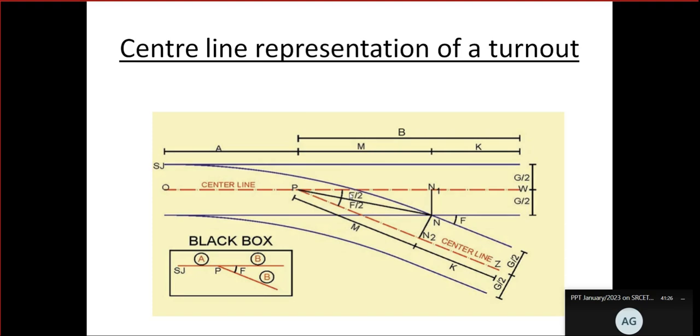So the angle, of course, has already been discussed. This is simply removing all gauge lines. If we take this, it will be a black box. That is, it represents the center line of the turnout. A, B. This is your crossing angle. This is your point of intersection SRJ. Okay.